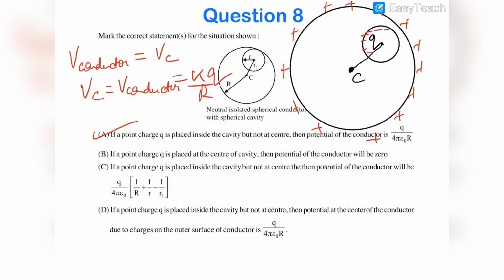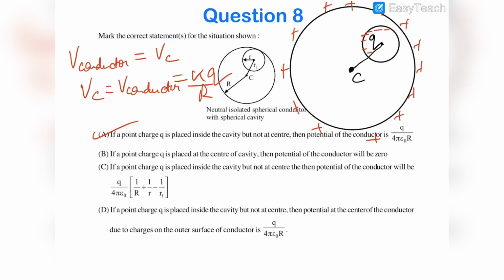And now if the point charge q is placed at the center of the cavity, then potential of the conductor will be 0. This is also incorrect, because if we place this charge at the center, then the only difference that will occur will be the fact that this negative charge will be uniformly distributed on the inner surface of the cavity, and again the potential due to this q which is at the center and this negative charge induced on the inner surface would be 0 at C. So at C only potential will be due to this positive charge. So B is also incorrect.